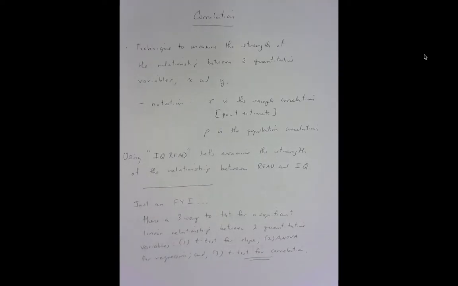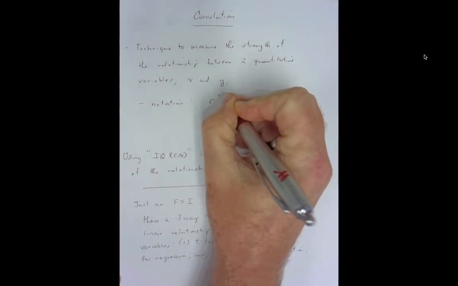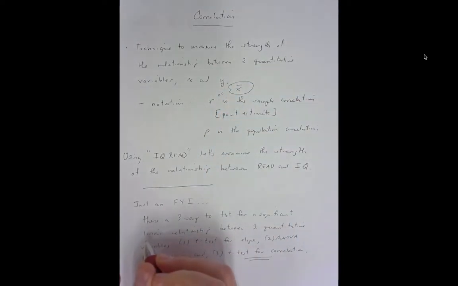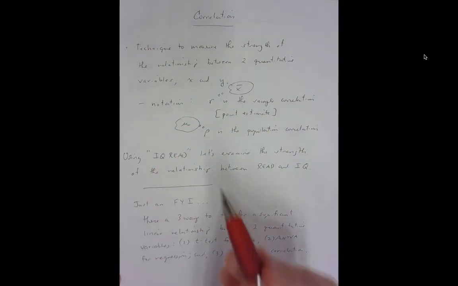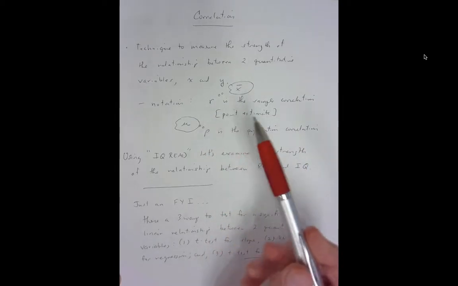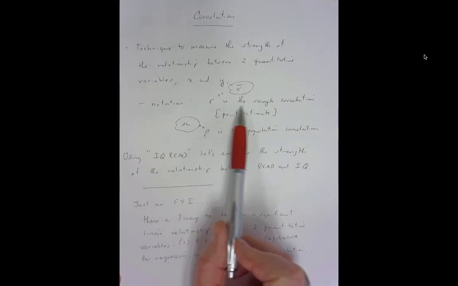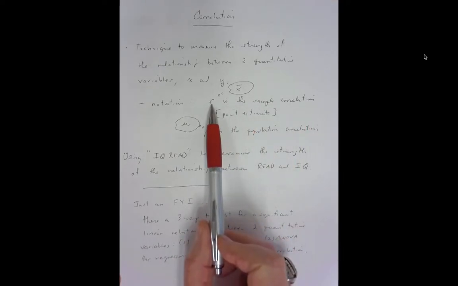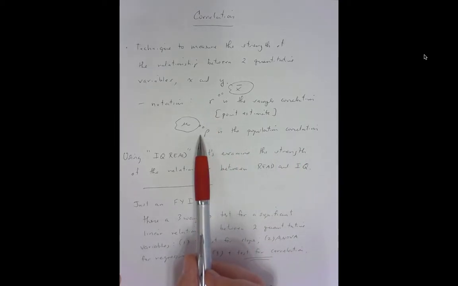Correlation is a technique that can be used to measure the strength of the relationship between two quantitative variables, x and y. Important notation. Whether we're dealing with a sample or a population, just as with a sample mean we had x bar, and for a population mean we have mu, the same kind of strategy applies for correlation. For a sample correlation, the notation is R. In a population correlation, the notation is rho.